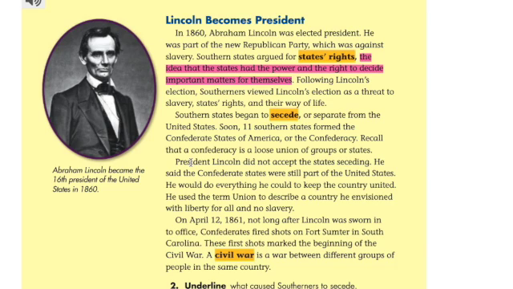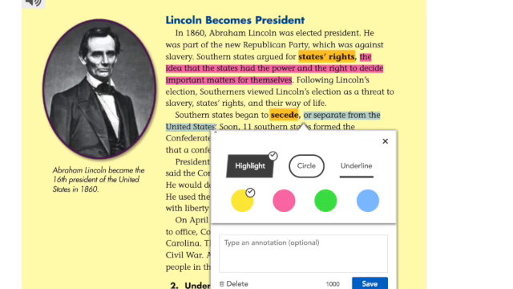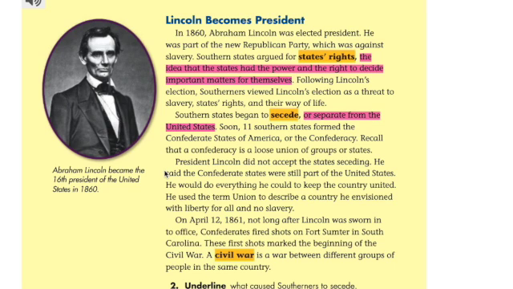Following Lincoln's election, Southerners viewed it as a threat to slavery, states' rights, and their way of life. Southern states began to secede or separate from the United States. That means they didn't want to be part of the U.S. as we know it today, guys. Soon, 11 southern states formed the Confederate States of America, or the Confederacy. Recall that a confederacy is a loose union of groups or states. That term confederacy was from the chapters or the lessons about Native Americans.